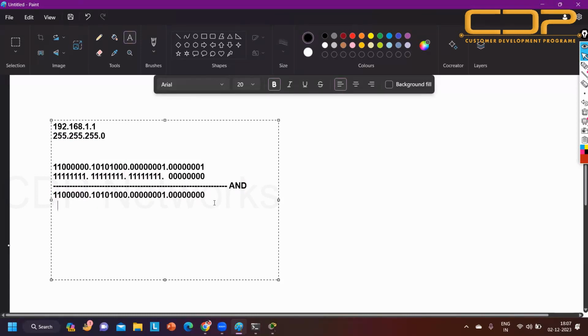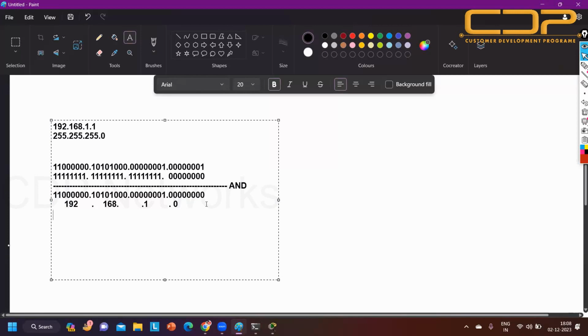So see, this is 192. This is 168. This is 1 and this is 0. Means my network ID is 192.168.1.0. This is how we calculate the network ID, how we find the network ID of an IP address. Fine. Is it clear, guys? How to find the network ID?